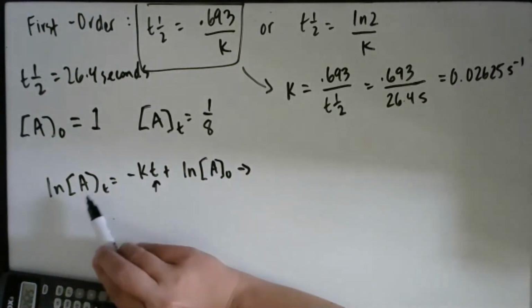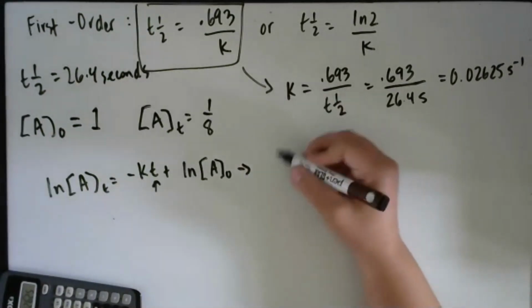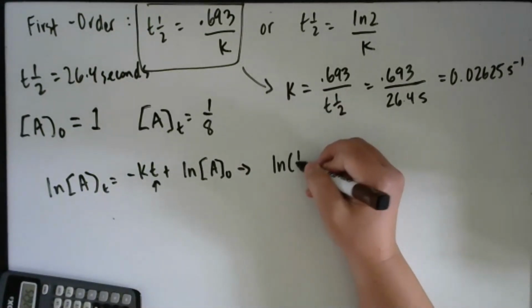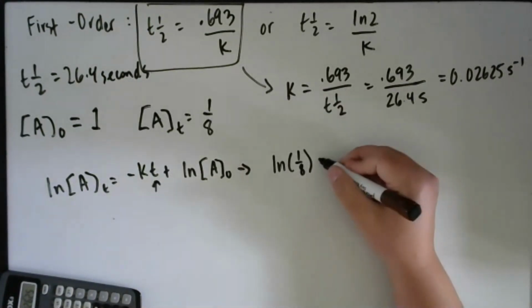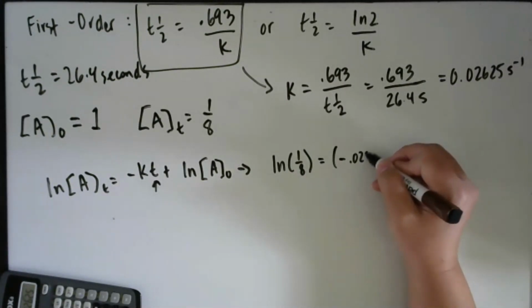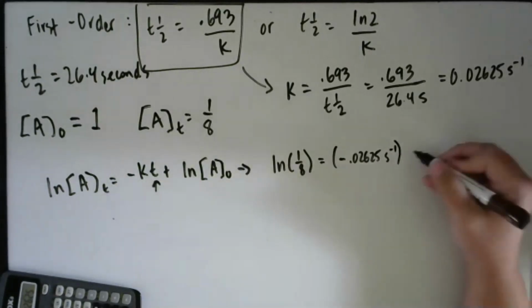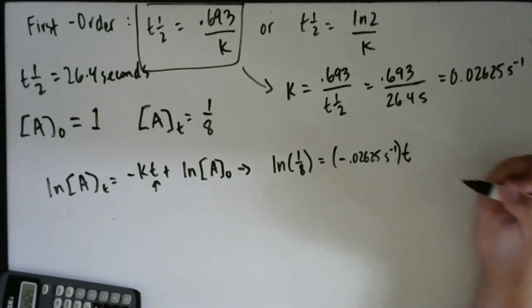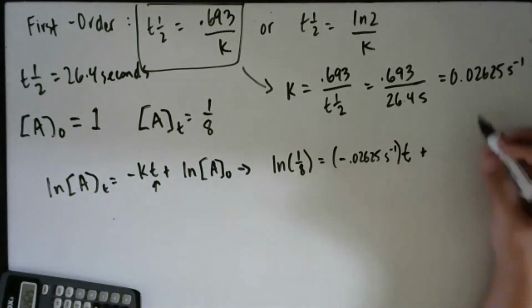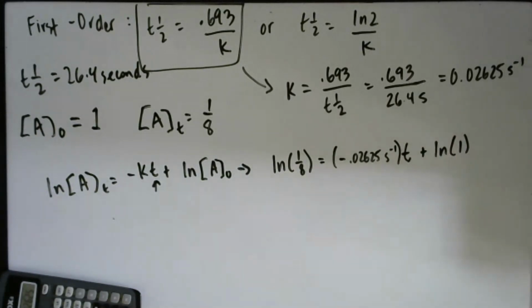So we're going to say that our concentration of A after some time has passed is going to be 1/8. That's going to be equal to minus 0.0265 inverse seconds multiplied by some amount of time that we're going to solve for, plus the ln of 1.